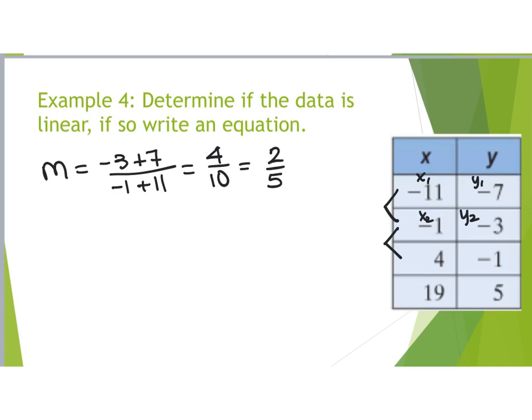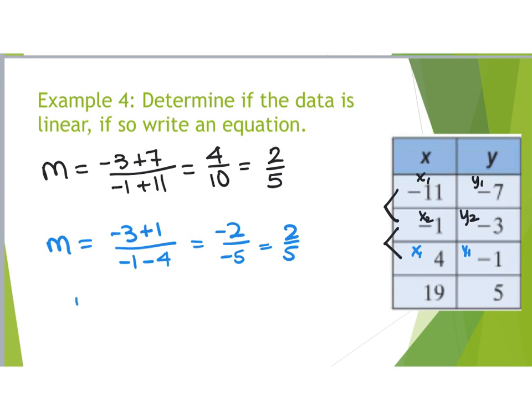Now I'm going to do the same thing for the next 2 points, and I'm just going to call this x1 and this y1. So my slope for the next consecutive pairs is going to be negative 3 minus a negative 1, which becomes negative 3 plus 1, divided by negative 1 minus 4, because I have to go with my x2. Negative 3 plus 1 is going to give me a negative 2. Negative 1 minus 4 is really a negative 5, or I end up with a positive 2/5. So I have the same slope.